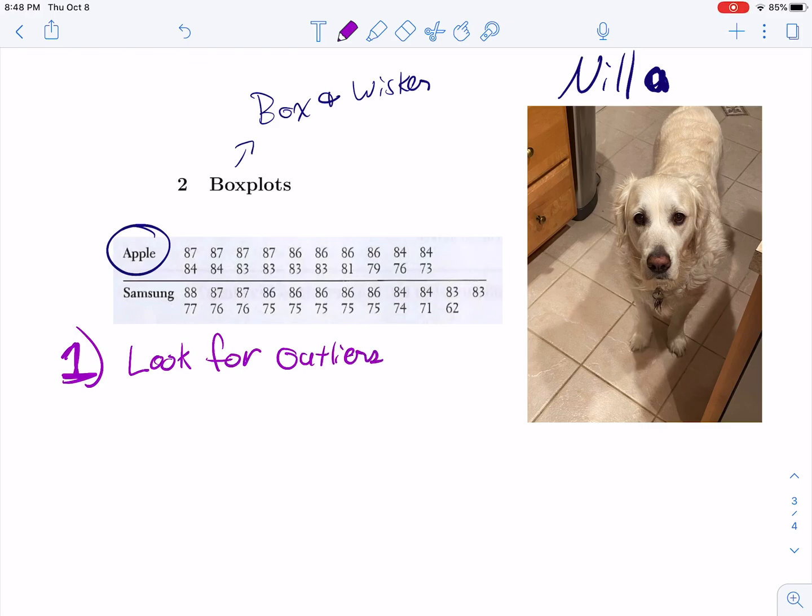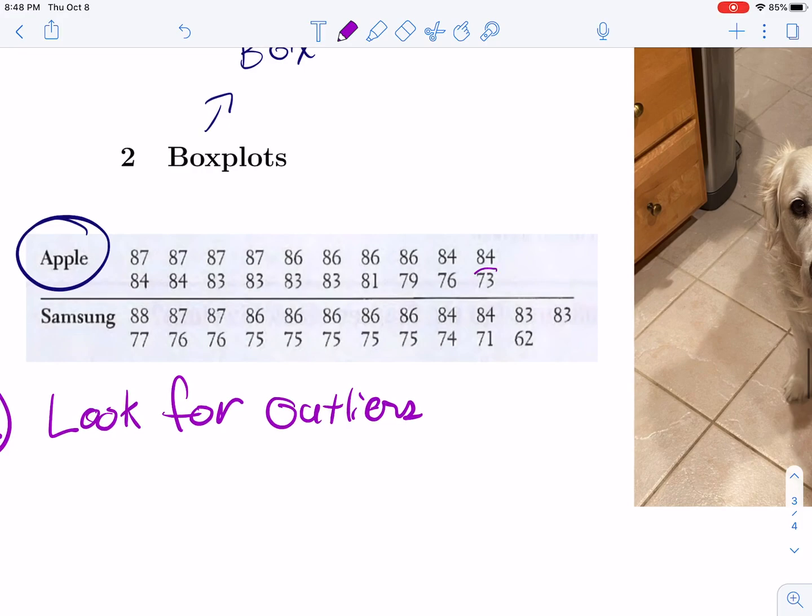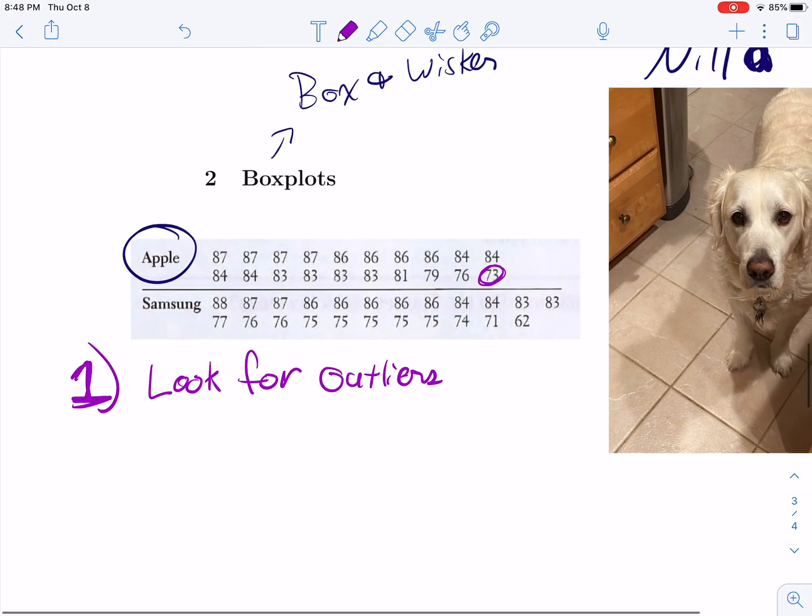Right, and outliers are a little tricky. It's not always obvious when we have one, but I would say maybe 73 is an outlier. I would say 73 is an outlier. Okay, and so we can disregard it. Right, we'll include it later. Look for outliers, disregard it.